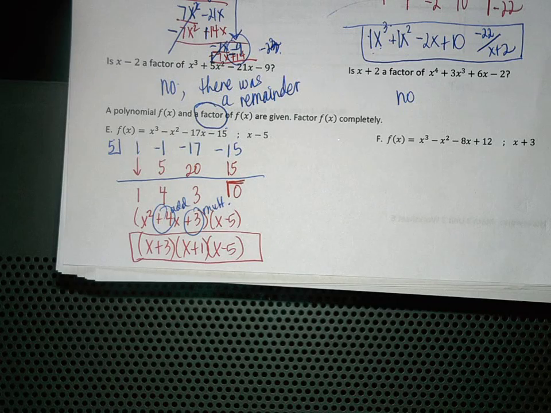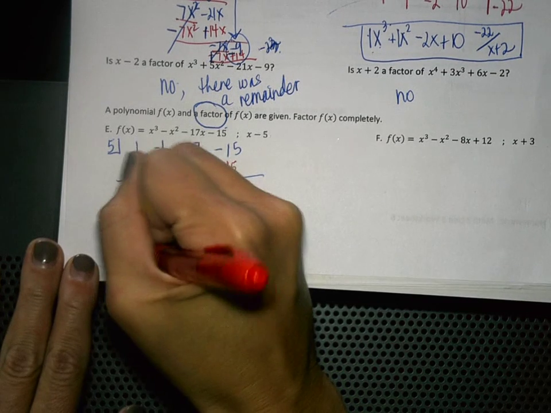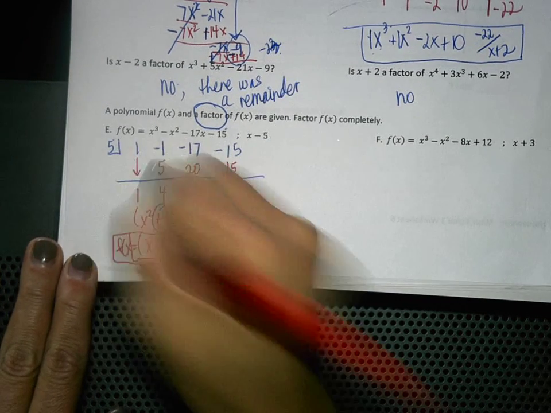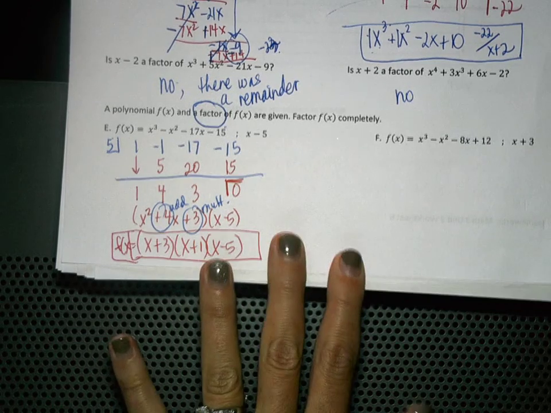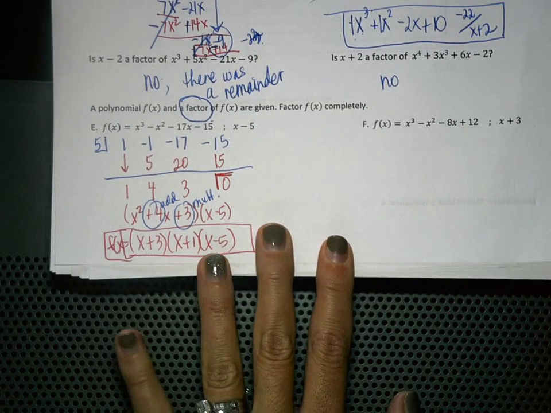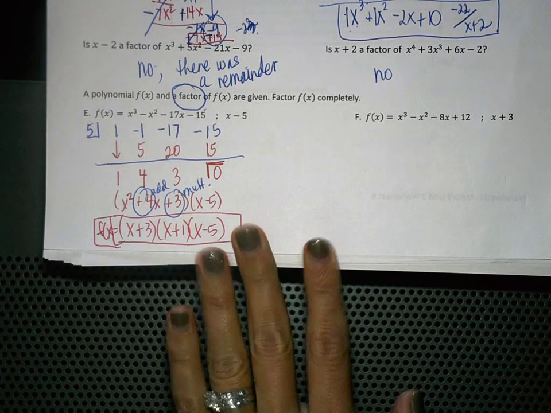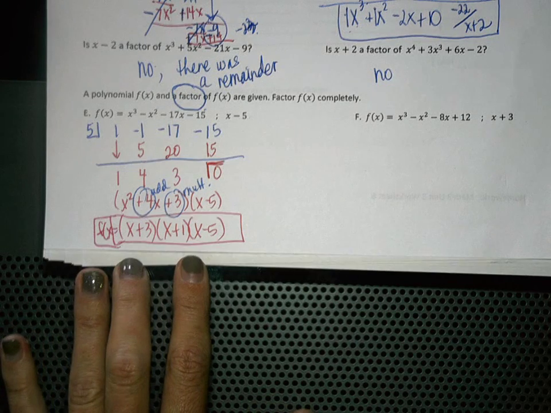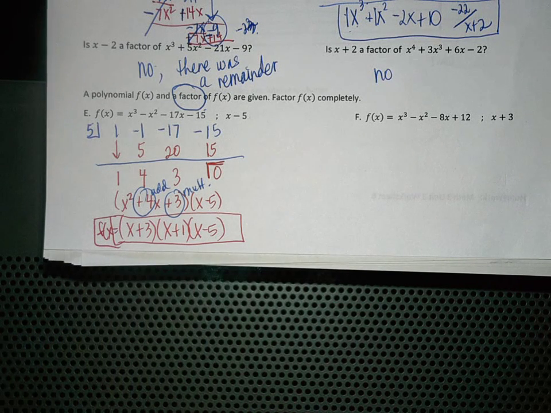Oh, and I should write f of x equals that. Okay, so those are all my factors. And this should kind of look familiar because we're going to end up graphing these, right? We're going to end up factoring and being able to graph just like we've done on all these other problems.